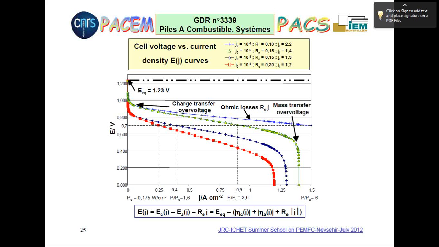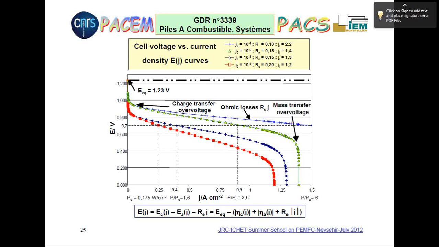overvoltage. And the last point is the limiting current density, the effect of mass transfer. So you see that if you increase the limiting current density from 1.2 amps per square centimeter to 2.2, you displace this vertical limiting current density to higher current density, and you improve again the cell voltage versus current density characteristics.